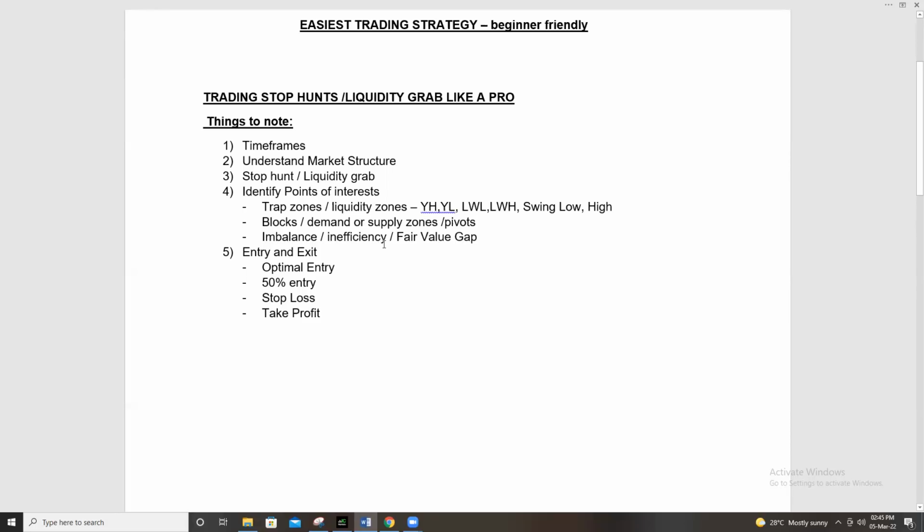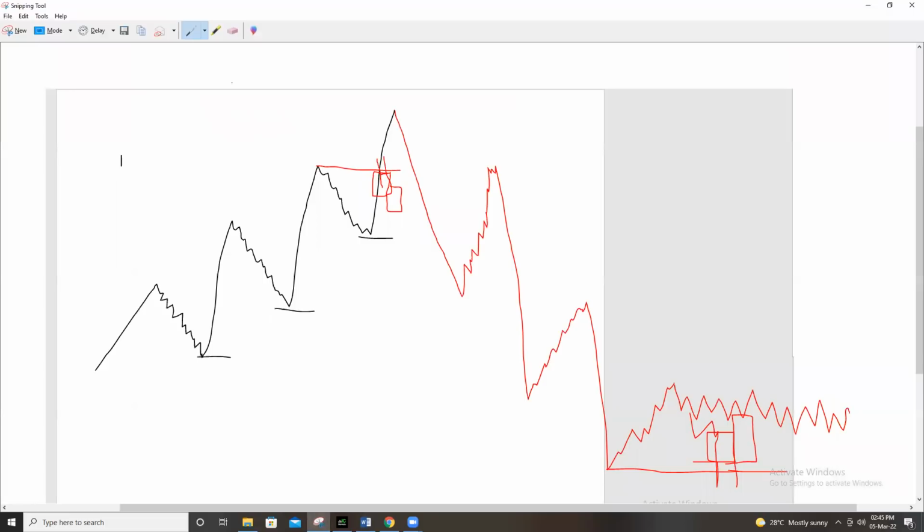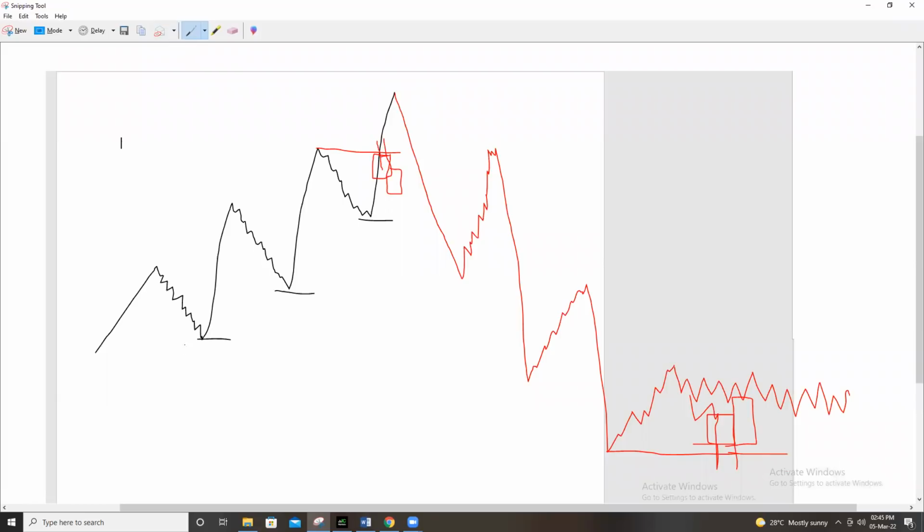Then we have the imbalance, or what we call inefficiency or fair value gap. Now for that, when we're talking about inefficiency or fair value gap, there are times that you find only one participant in the market. You find one big selling candlestick, and then the next one is here. So all this part here where there was no buying, it was just a sell. Now this is what we call the void, or the fair value gap, or the imbalance, or the inefficiency, where only one participant is available in the market.